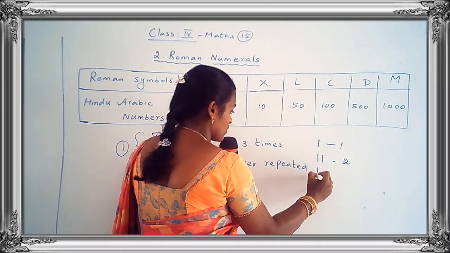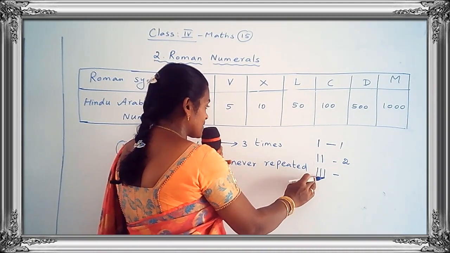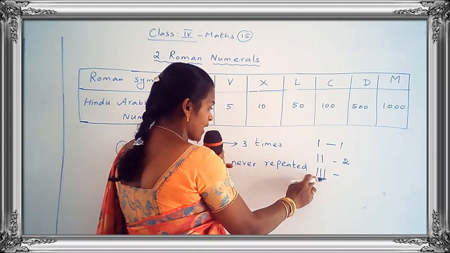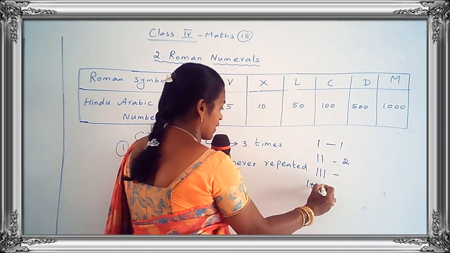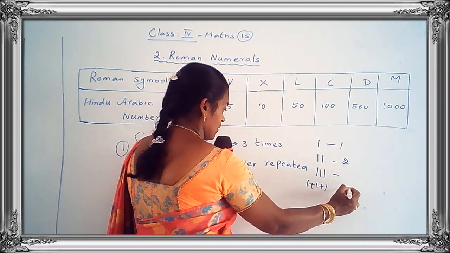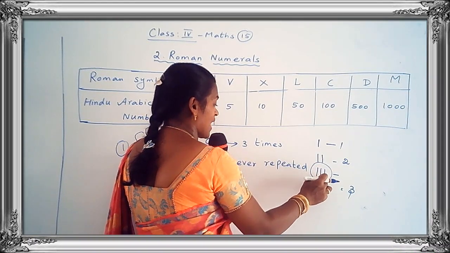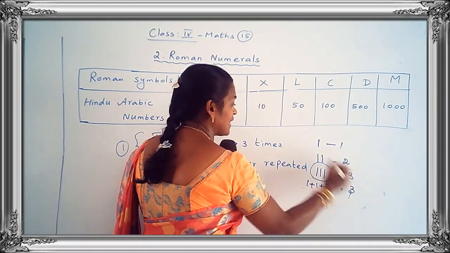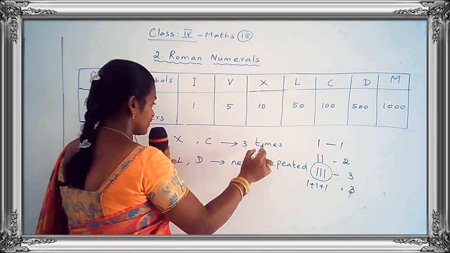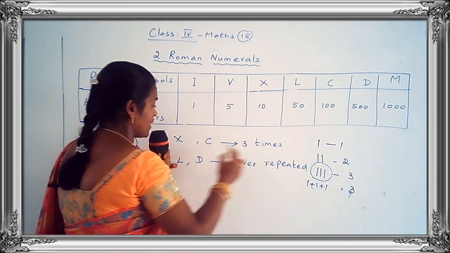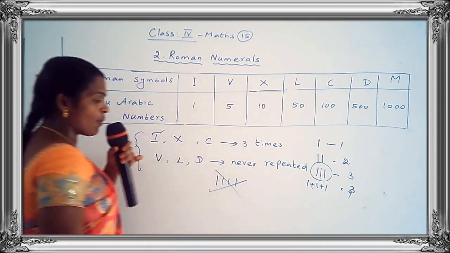Suppose 3 times I. What is the answer? I stands for 1, so 1 plus 1 plus 1 is equal to 3. So 3 times I stands for 3. So I is repeated only 3 times. Suppose 4 times I is there, this is not a Roman numeral.